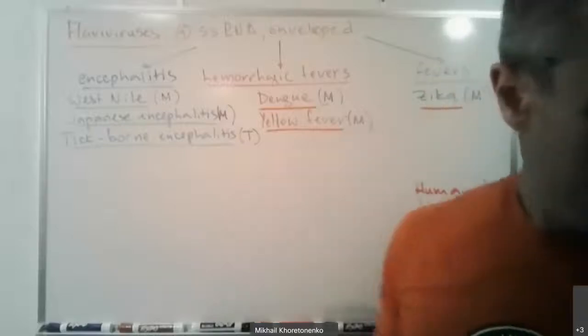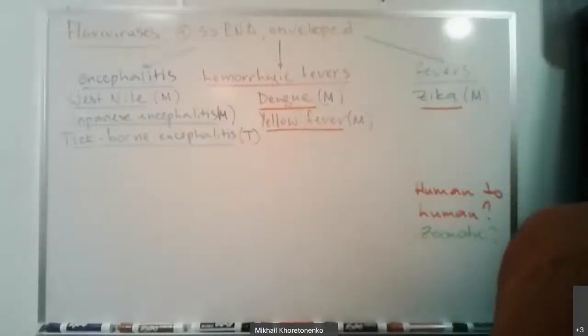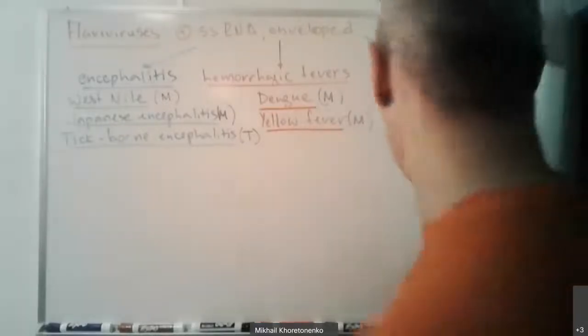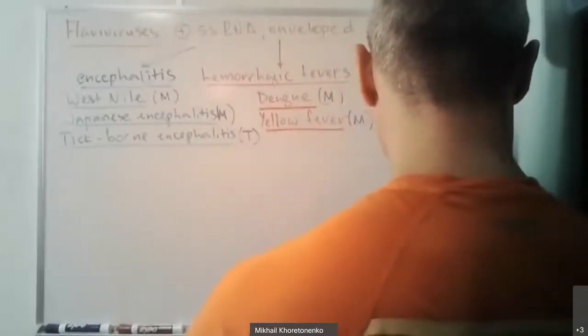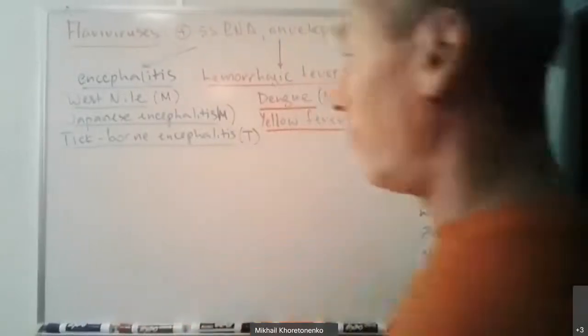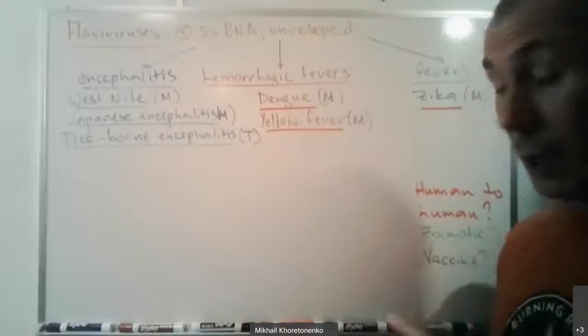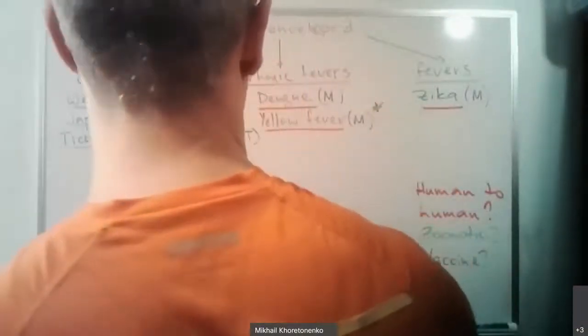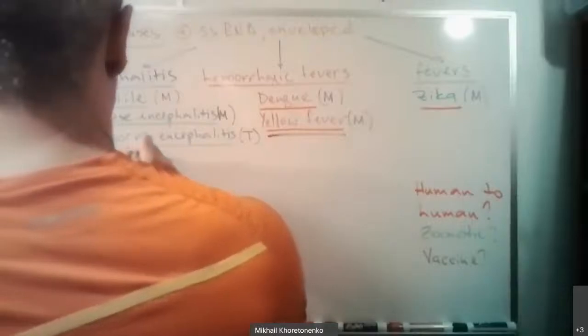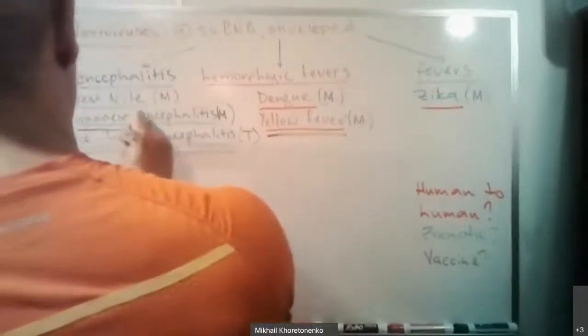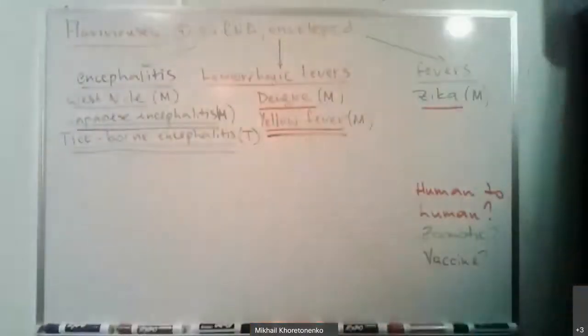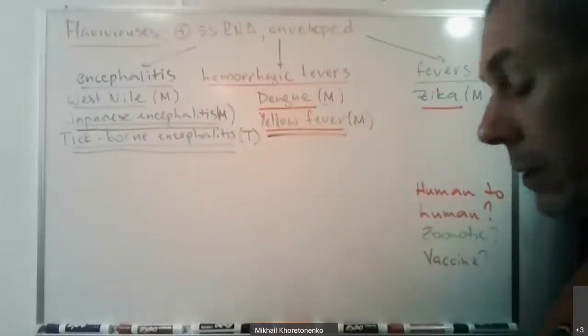Finally, which ones have a vaccine? So far, for humans, and I want to highlight it, for humans, we have a vaccine against yellow fever, vaccine against tick-borne encephalitis, and vaccine against Japanese encephalitis. Okay, so those three are the ones we can vaccinate people against.